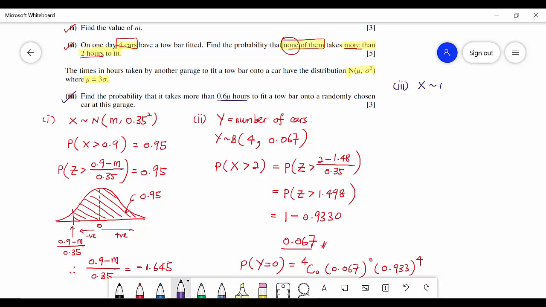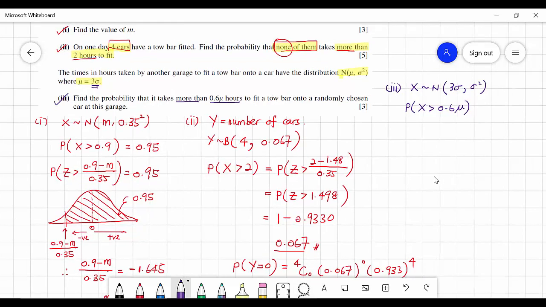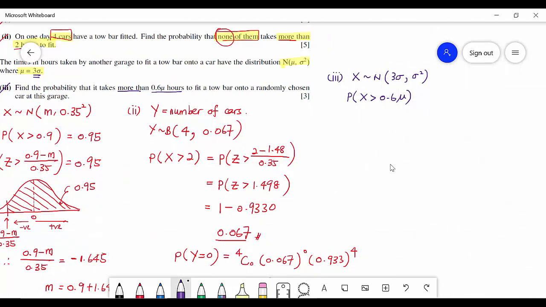So x is normally distributed also, where you are having the mean and sigma squared. So since they already tell you the mean is 3 sigma, you can put it here straight away as 3 sigma. So you're having 3 sigma as the mean and sigma squared as the variance. All right, so now they want to find the probability that it takes more than 0.6 hours to fit a tow bar onto a randomly chosen car at this garage. Okay, so this is what they want us to find.